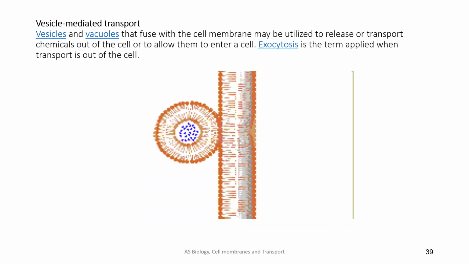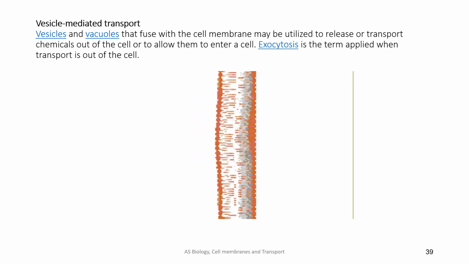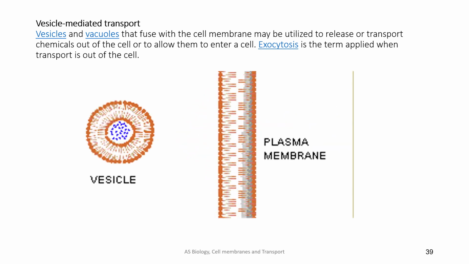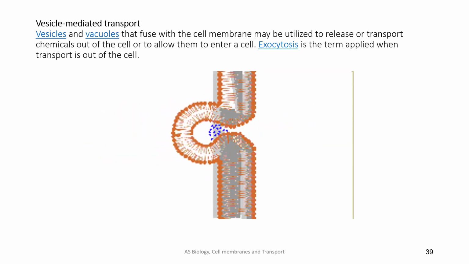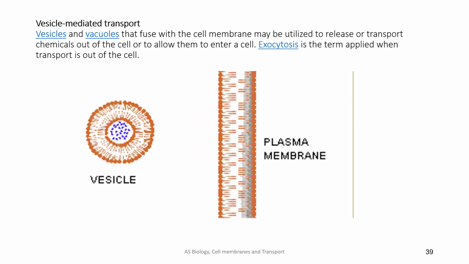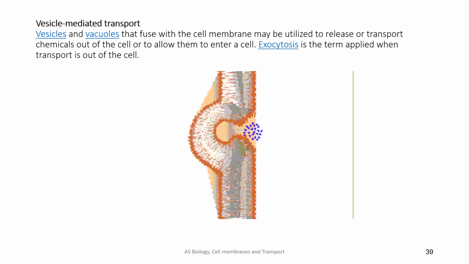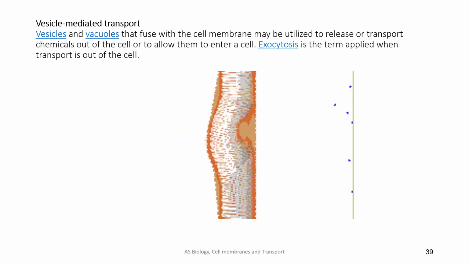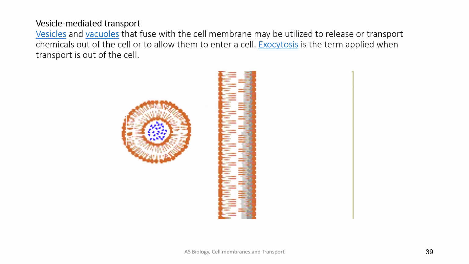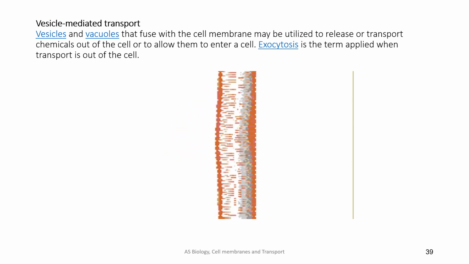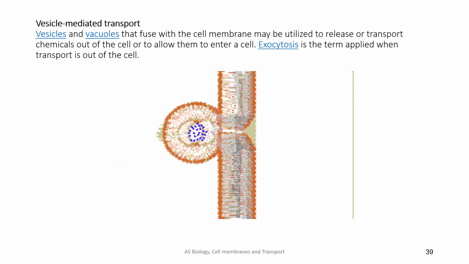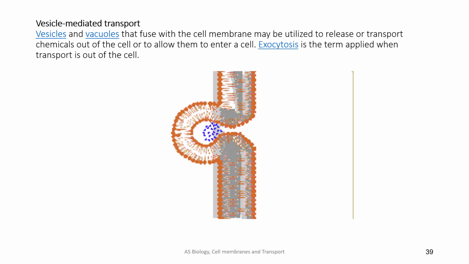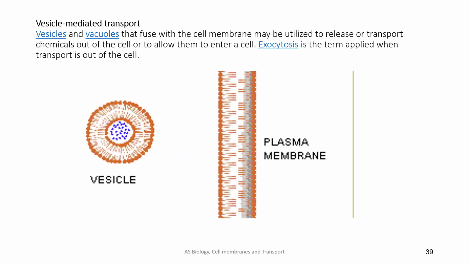So here is a little animation of a vesicle fusing with the cell membrane. It's releasing waste products, or it might be releasing something that the cell made. So if it's secreting a chemical or a hormone that it made, the cell would use exocytosis. And that just means it's active transport of something exiting the cell, so something leaving the cell. And that happens because that vesicle fuses with that plasma membrane and those contents are released.